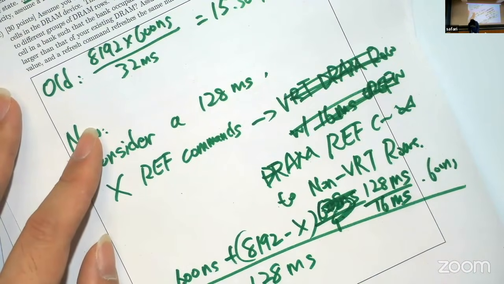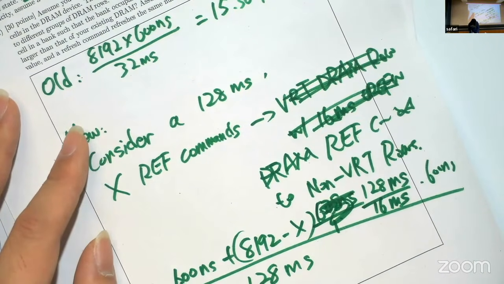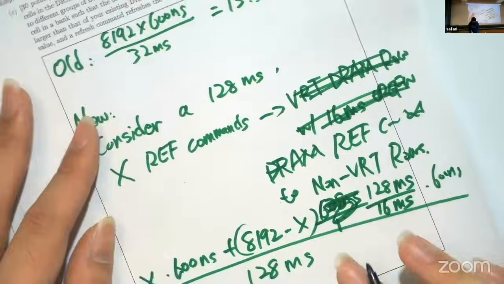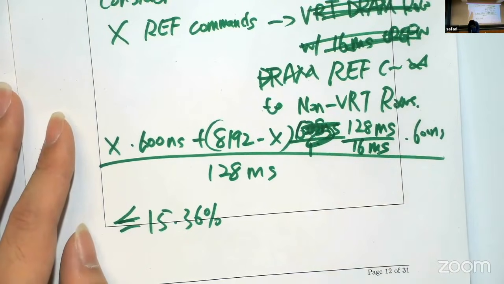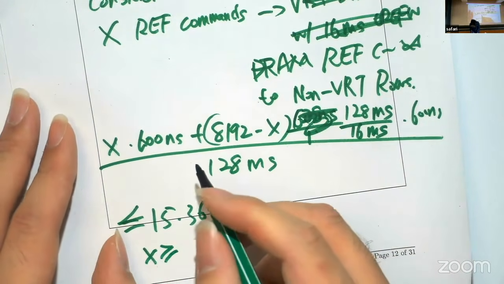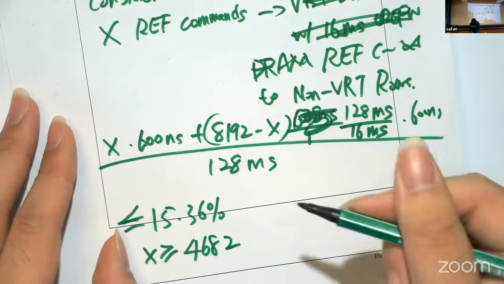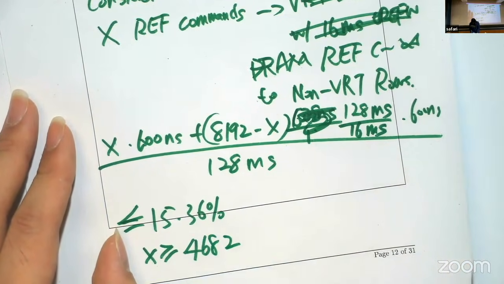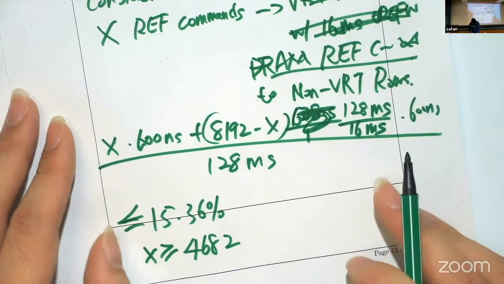And if we solve for X, this should be smaller than 15.36%. If we solve for this, then we have X should be larger or equal than 4,682. This many DRAM refresh commands go to the non-VRT DRAM rows.